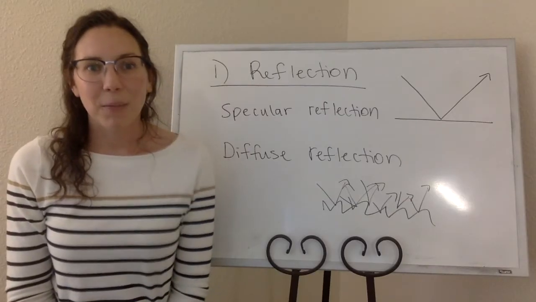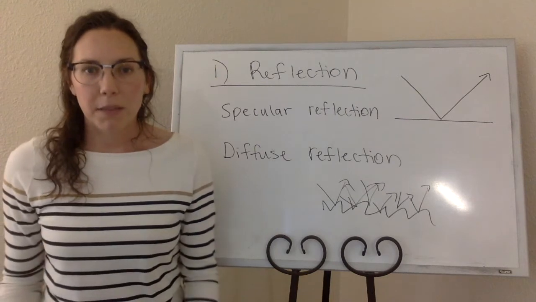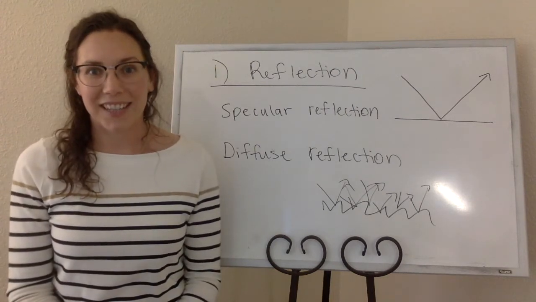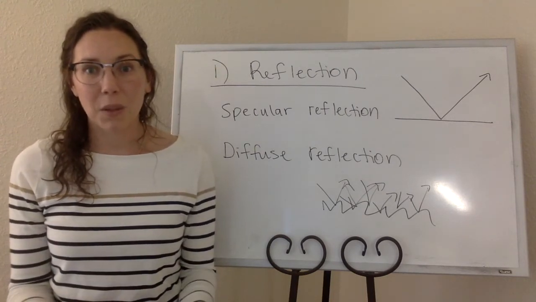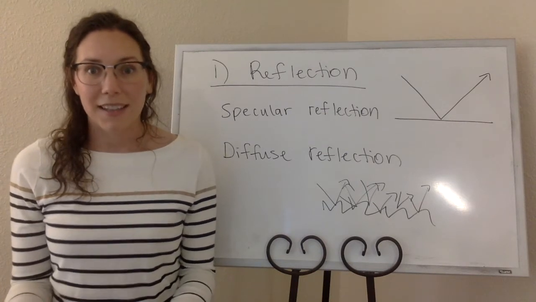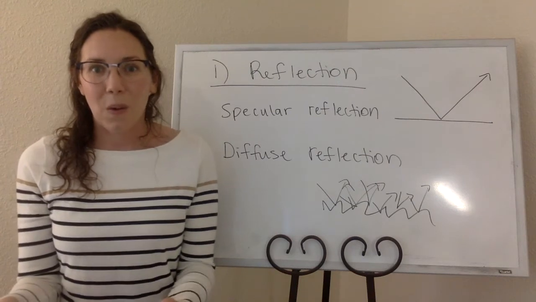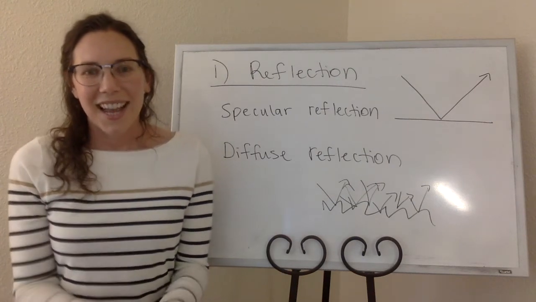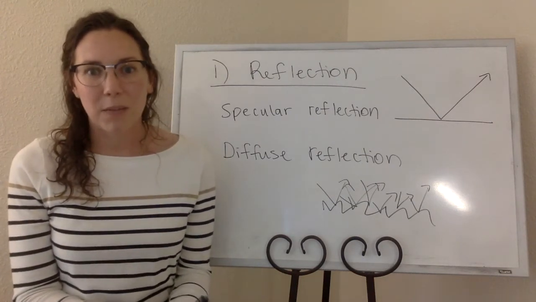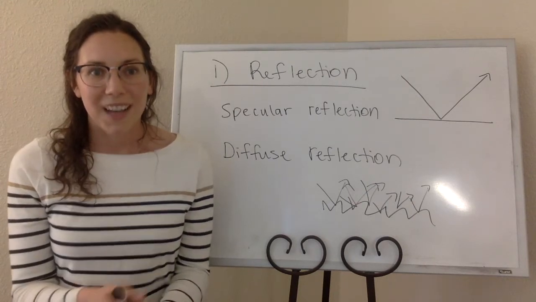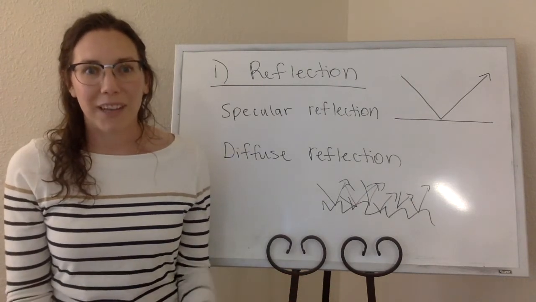Okay, so let's start with reflection. There are two types of reflection. Specular reflection is reflection off a smooth, flat, reflective surface, such as a regular flat plane mirror or a shiny metal surface. And then diffuse reflection is reflection off of a rough surface. We're going to focus on specular reflection in this course.